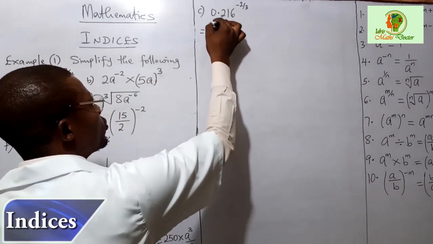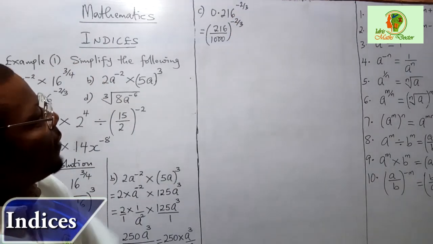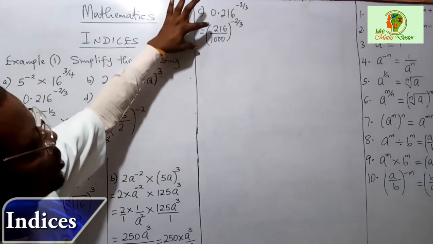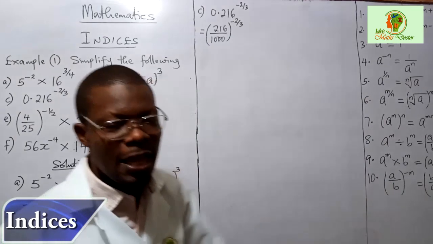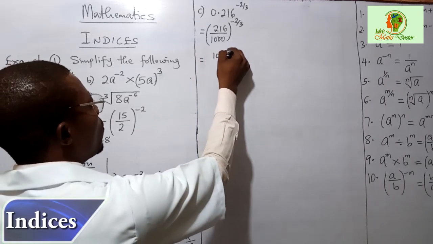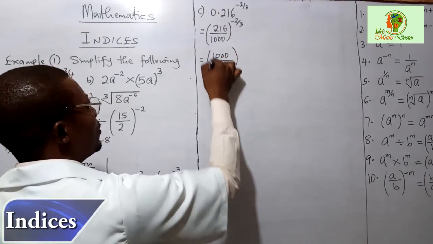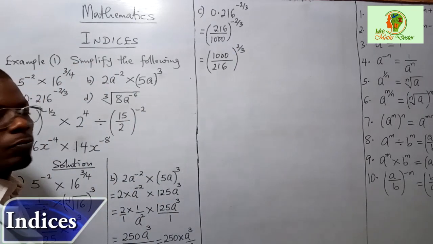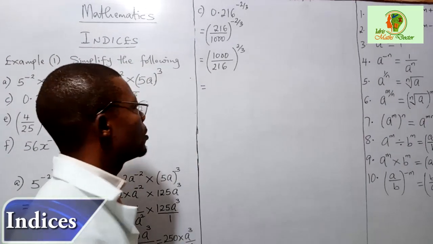It is good to introduce brackets and put the power minus 2 over 3. If you convert this back to decimal, it's still the same as this. Now, having changed this to a fraction, make it look like law number 10. To remove this minus sign, we are going to have 1000 all over 216. You turn it upside down, raised to power 2 over 3, no more minus, because you have turned it upside down. You have applied the law of somersault.